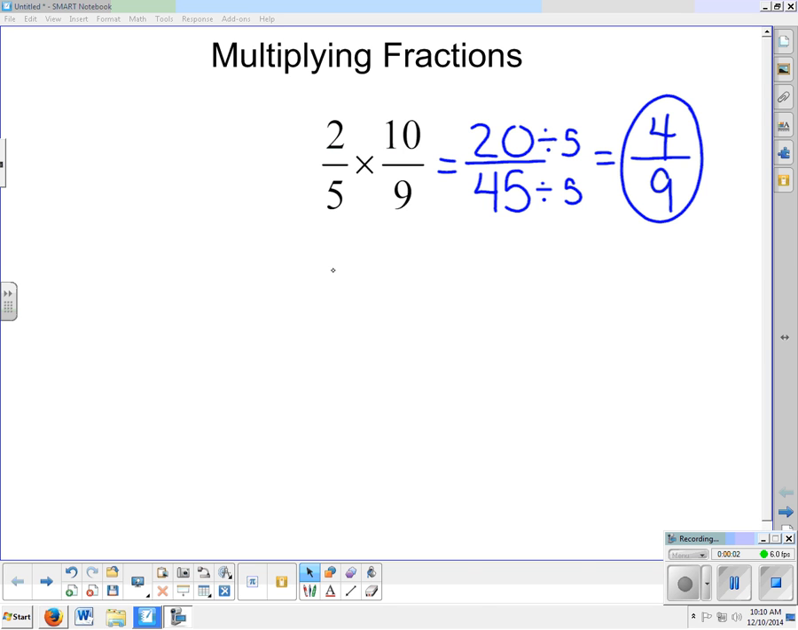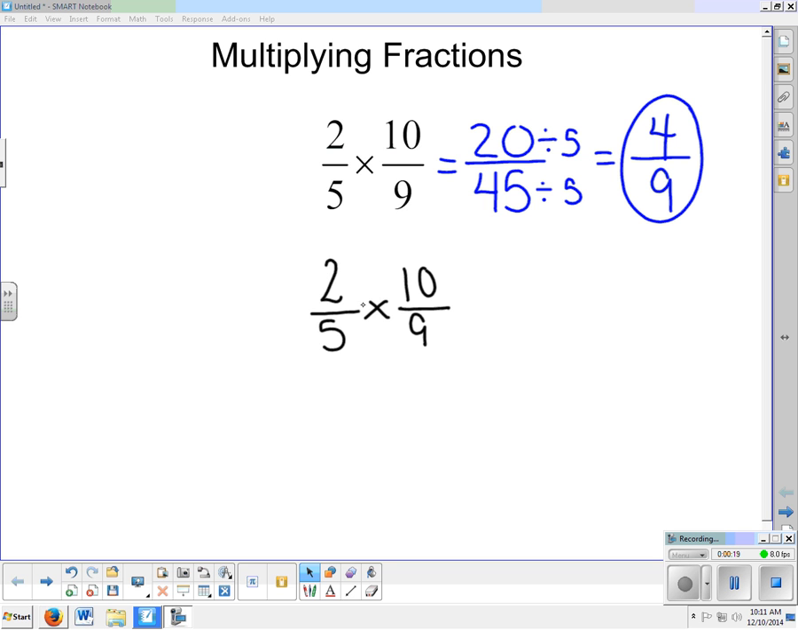When multiplying fractions, you can simplify your fractions before you actually multiply them. If I look at 2/5, that already is simplified. If I look at 10/9, that already is simplified. But I can work diagonally.